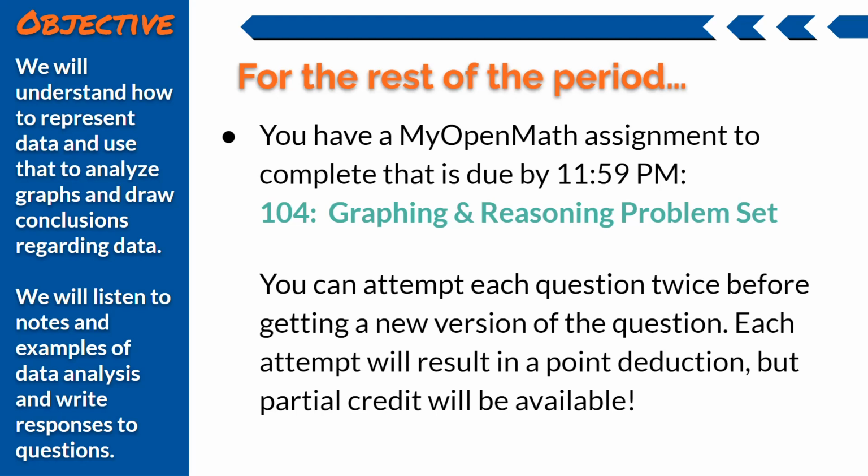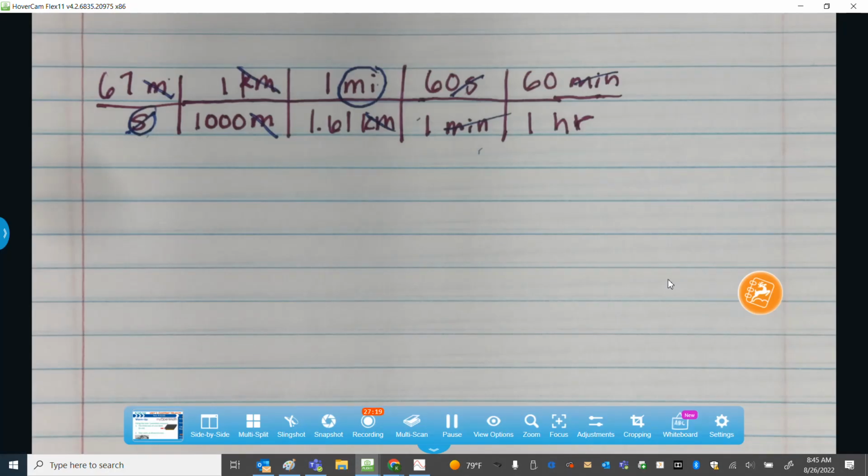If you get it wrong a second time, there's a button that either says get a new version or get a similar question. I forget exactly how it's worded. But when you click that, you might have the same question, but you might not. It might change your graph. It might change the numbers, whatever. So just be careful if you have to click that. So anyway, go ahead and get to work. If you have questions, please let me know. Again, this is due by 11:59 p.m. tonight.